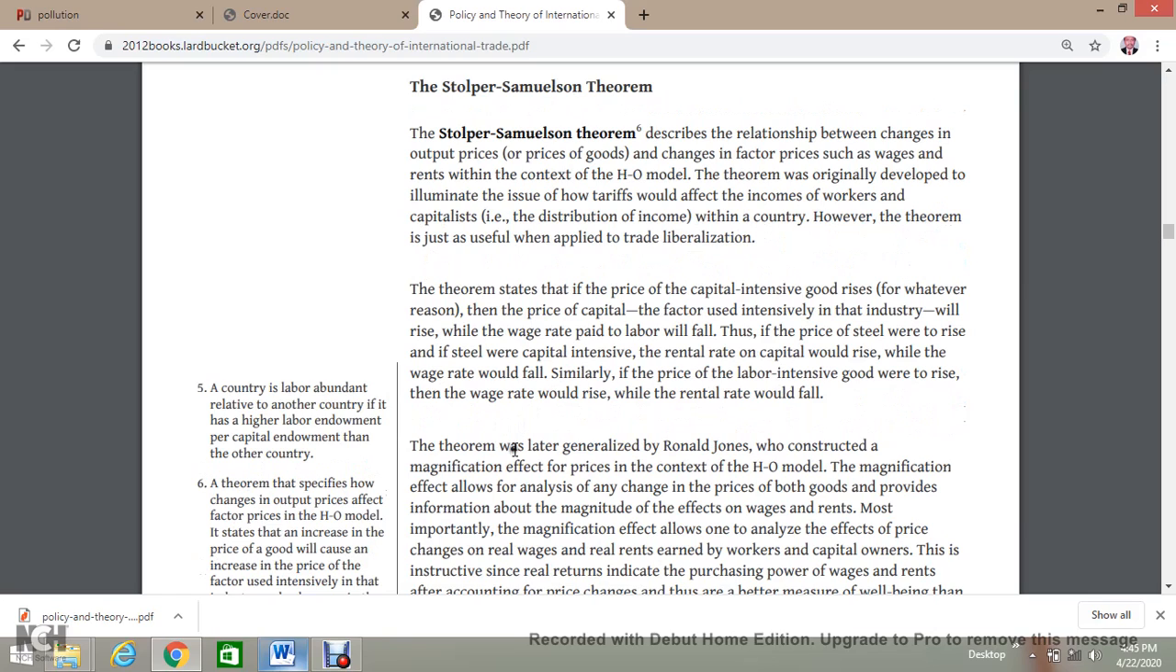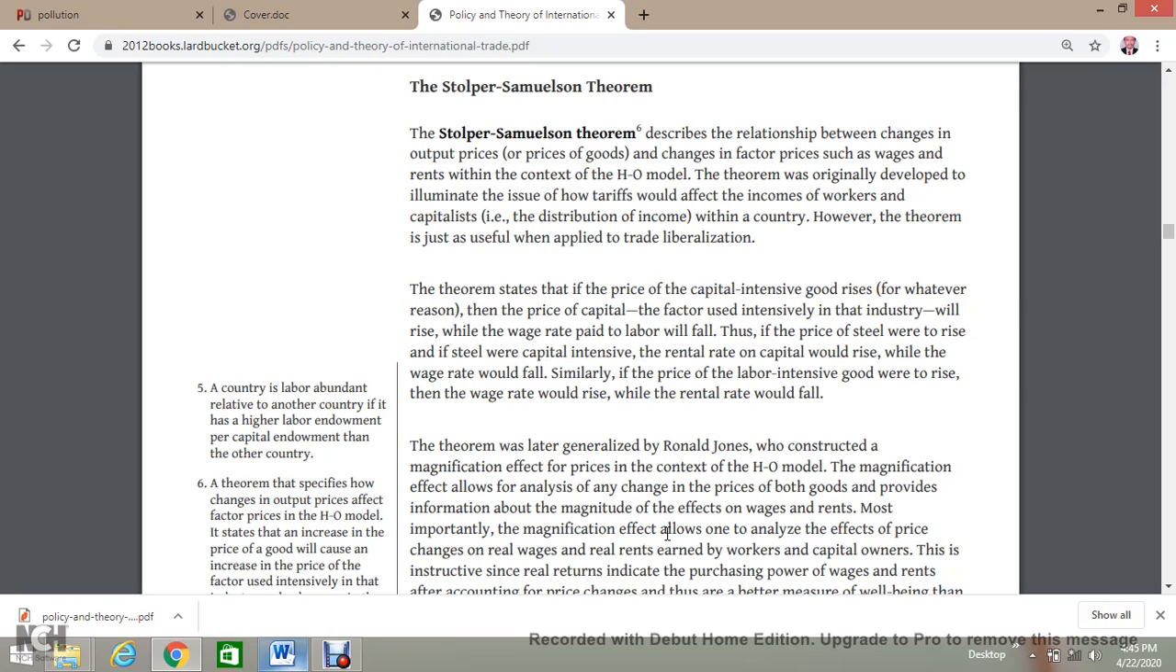This theorem was later generalized by Ronald Jones, who constructed a magnification effect of prices in the context of the Heckscher-Ohlin model. What is this magnification effect? The magnification effect is about allowing changes in the prices of goods and commodities, increasing the prices of these goods, whether they are labor intensive goods or capital intensive goods.